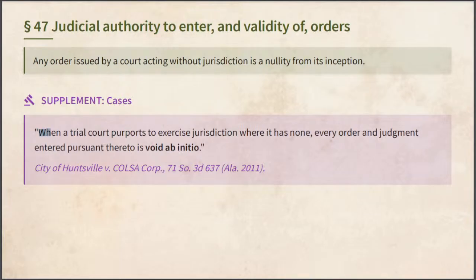And this is a very important case here, probably to take note of: City of Huntsville versus Colsa Corp., Alabama 2011. When a trial court purports to exercise jurisdiction where it has none, every order and judgment entered pursuant thereto is void ab initio.